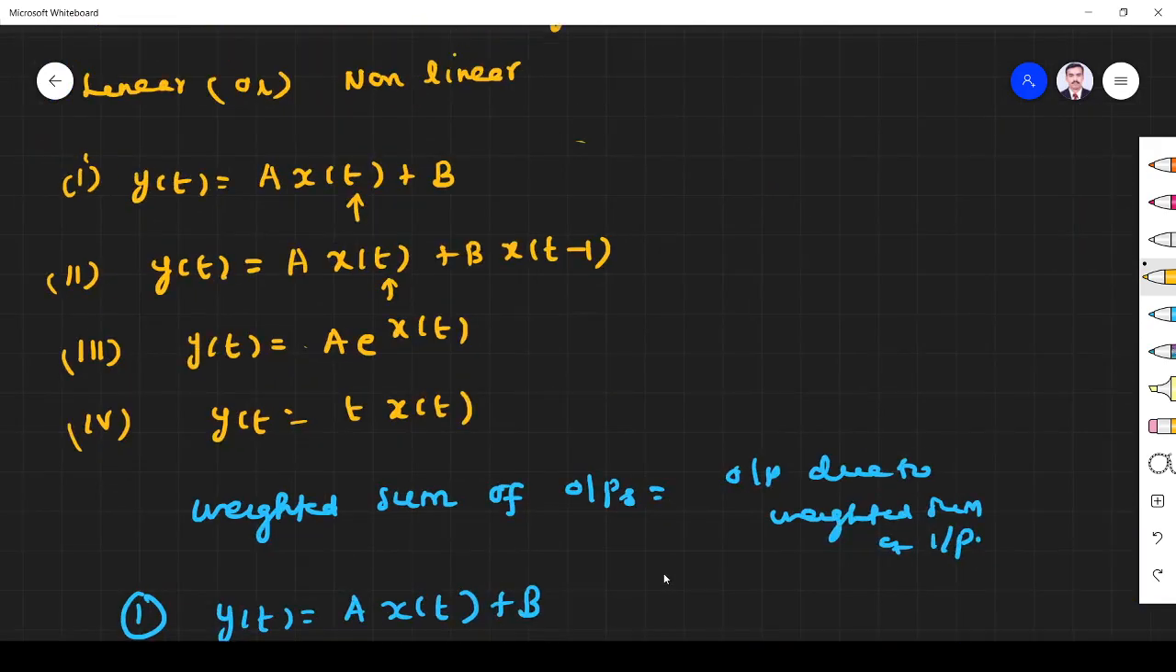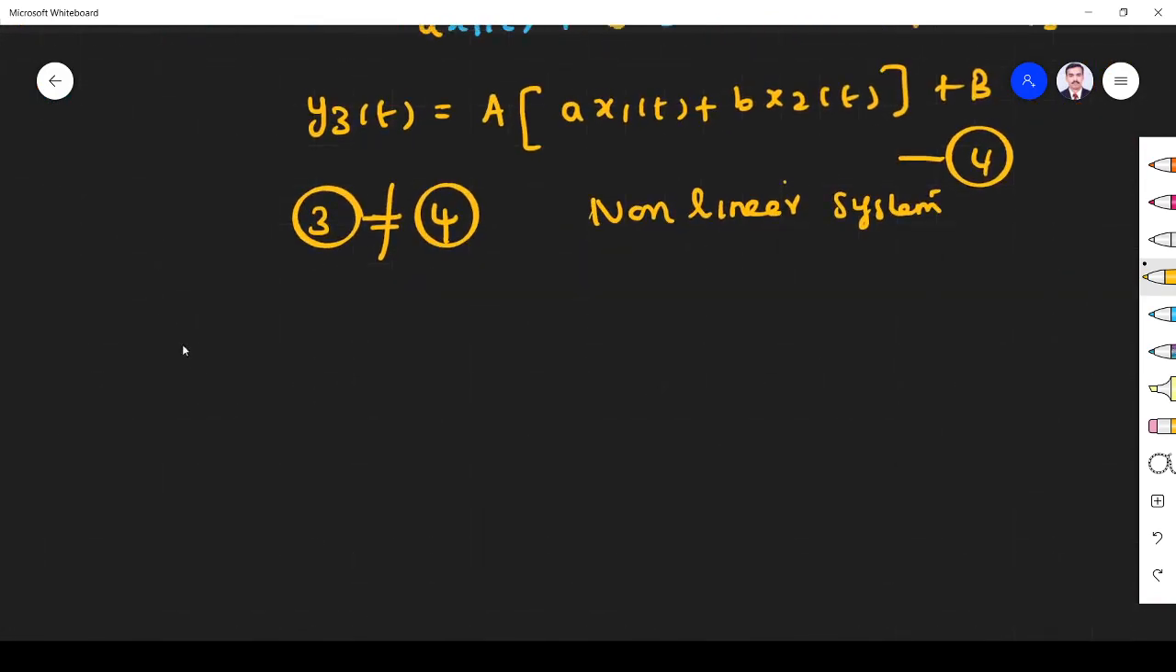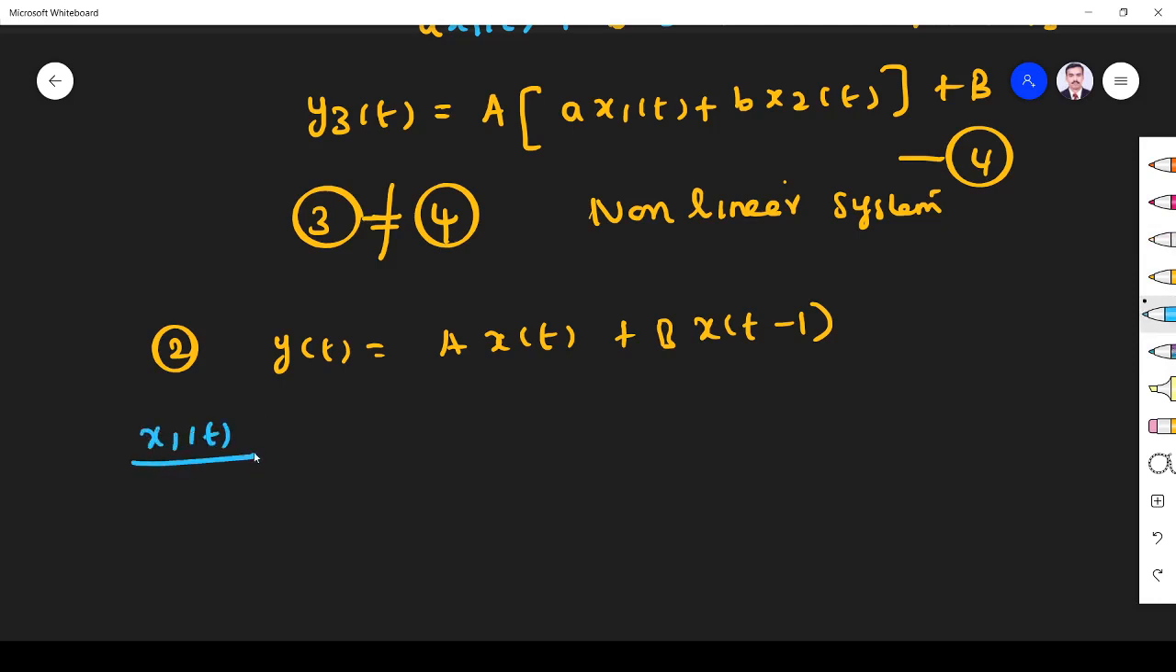y of t is equal to a x of t plus b x of t minus 1. What is it telling? y of t is equal to a x of t plus b x of t minus 1. Now as usual, you apply input x1 of t. For input x1 of t, what is your output? y1 of t is equal to, wherever you have x of t, substitute x1 of t: a x1 of t plus b x1 of t minus 1. This is equation number 1, we know.